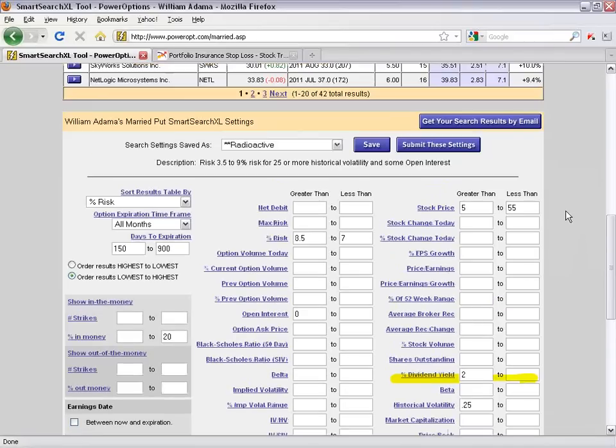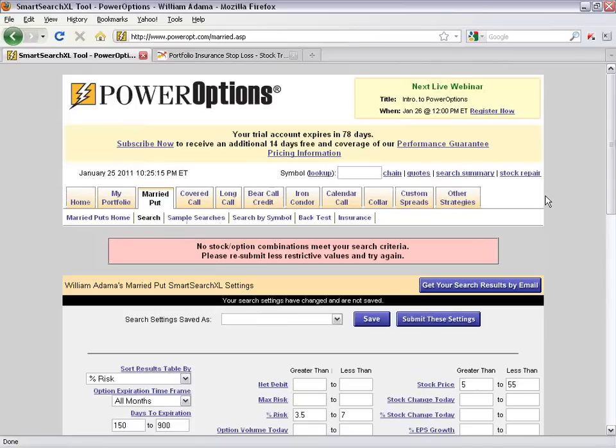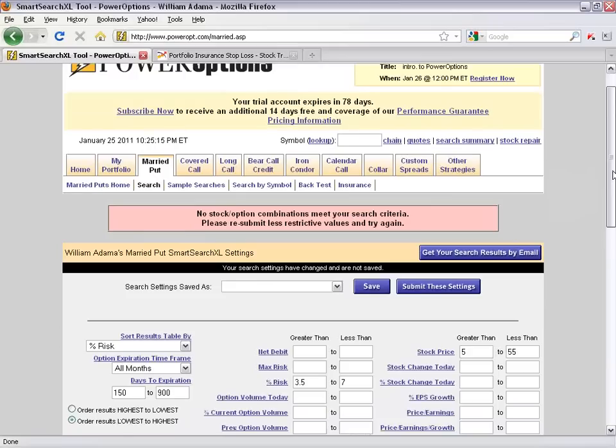Okay, so I have here 42 total results that match the radioactive screen. I did restrict my stock price, and I only want to see the stocks that pay a dividend. Let's go ahead and hit submit these settings. Wow, what happened? No stock option combinations match my search criteria. Why? I wanted to address it in this way because this is a common email I receive and a common question I get during the coaching session: why can't I find any radioactive RPMs that pay a decent dividend?